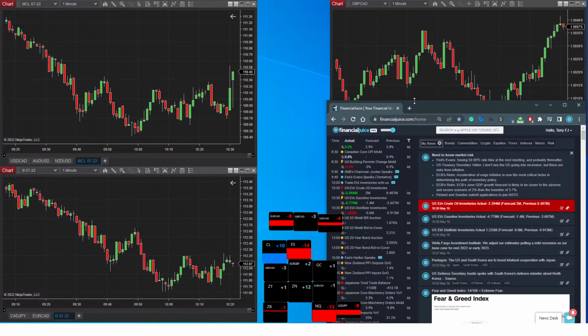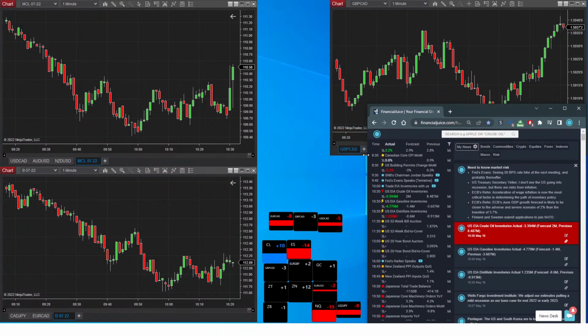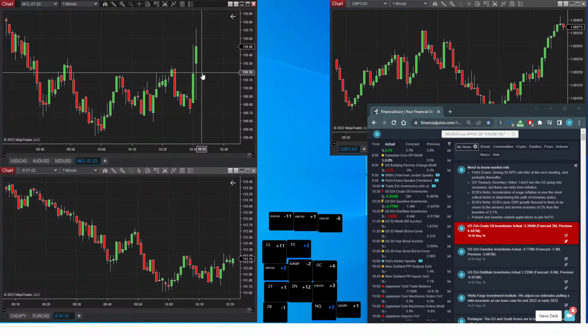A draw on the forecast of, whoa, that's kind of glitching out. Whoops. Draw on the forecast of 2 million. Gasoline inventories also showing a draw, showing minus 4.479 million compared to the forecast of minus 1.4 million. And EIA distillate inventories a build of 1.235 million compared to the forecast of minus 0.6 million. So did see some movements towards the upside there on WTI crude oil.